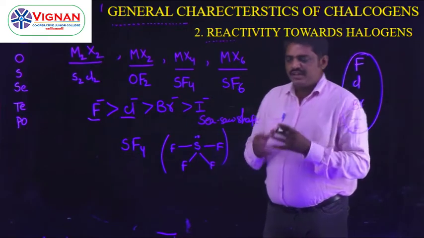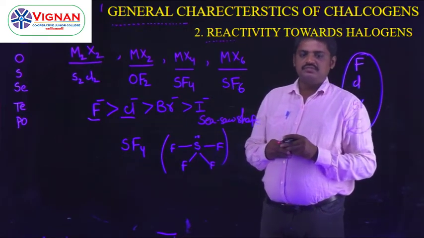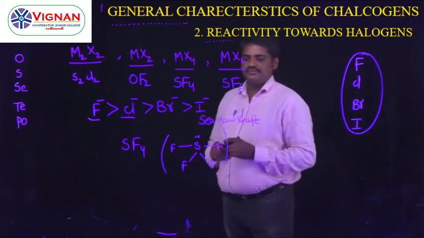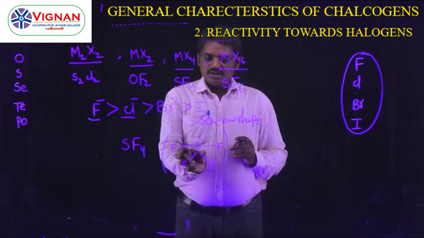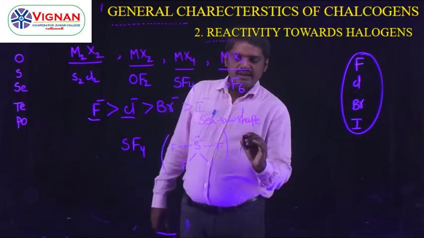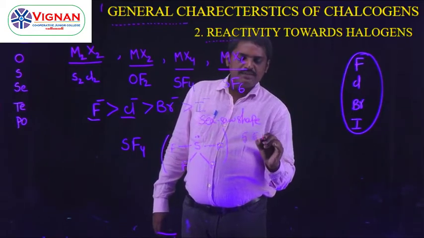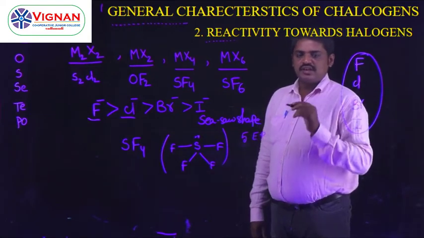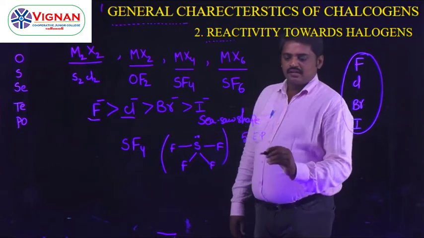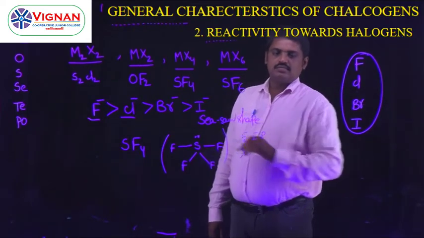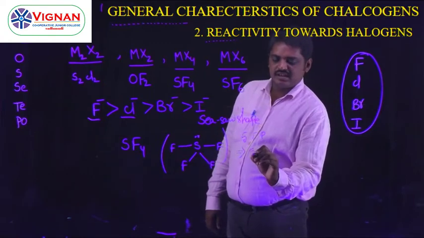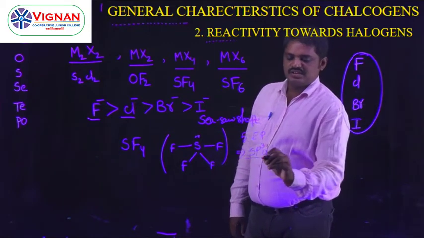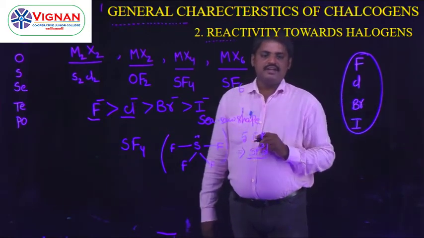And the hybridization of the sulfur atom in this molecule, the central atom of SF4: totally 4 bond pairs and 1 lone pair, totally 5 electron pairs are present in it. These 5 electron pairs mean the central atom exhibits sp3d hybridization.